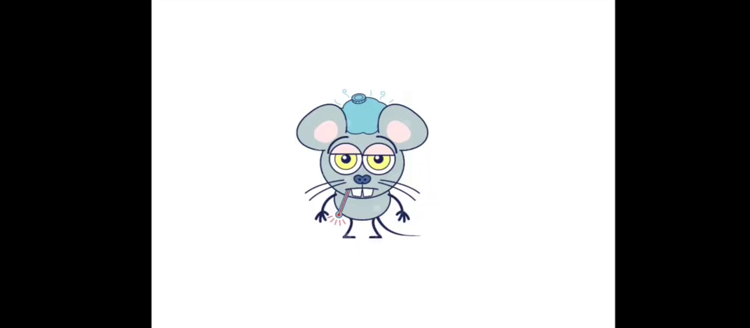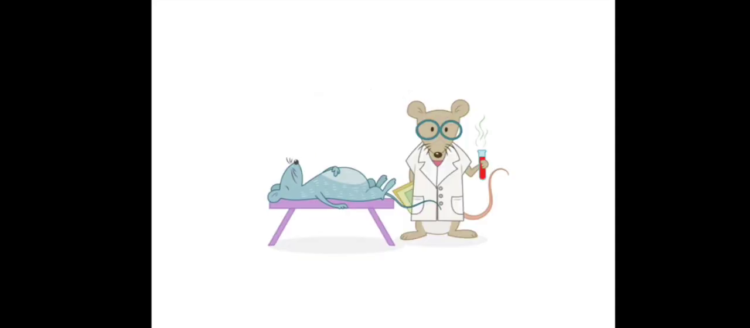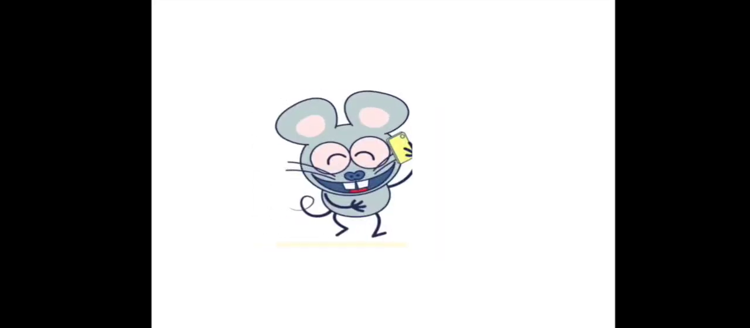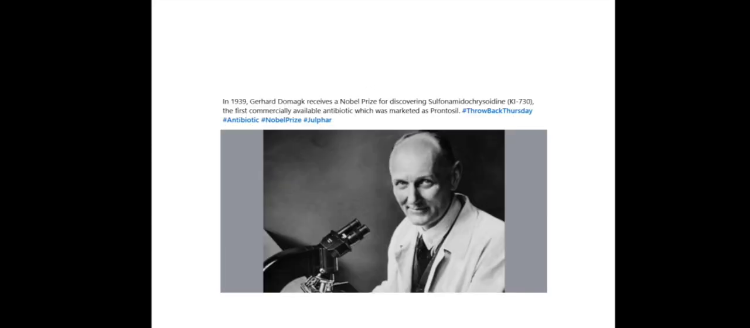So this thing you can see on the screen, a red-colored bottle, is a dye known as Prontosil red dye. Now this is a mouse suffering from streptococcal infection, and for experimental purposes this mouse was given Prontosil dye, and guess what? He became absolutely alright. So the credit goes to Domagk, who performed this experiment.